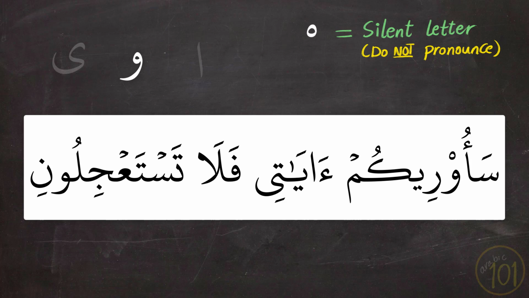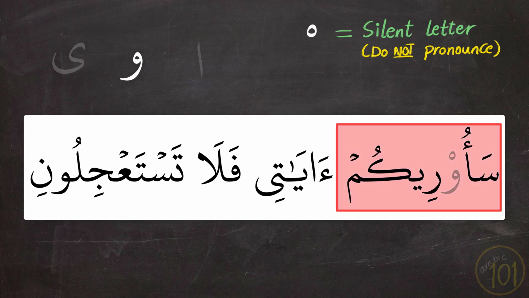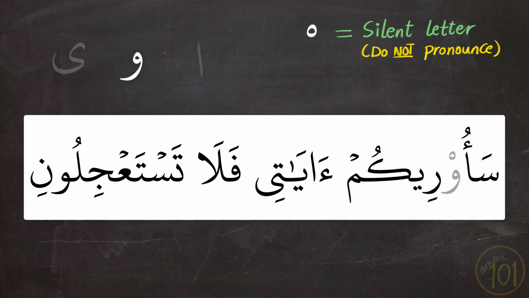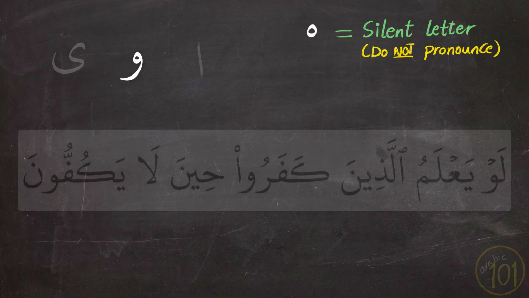Here we have the waw silent because the symbol is on top of it. So this means that we will not pronounce the waw at all. And it also means that you will not say it with the long vowel, but with just the short vowel, the dhamma on top of the hamza. One last example.